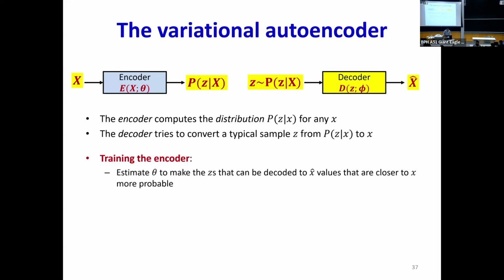Yes, we do. Right, and that's what we're going to do. So here is what we need to do. To train the encoder, we want to estimate the thetas in the encoder such that the z's that are drawn from this distribution P of z given x produced by the encoder are highly likely to generate the data x, right?